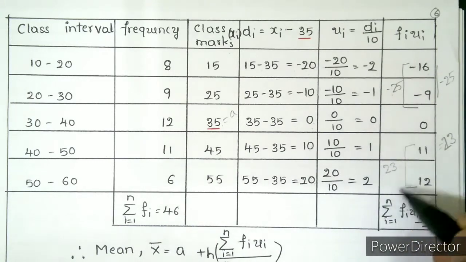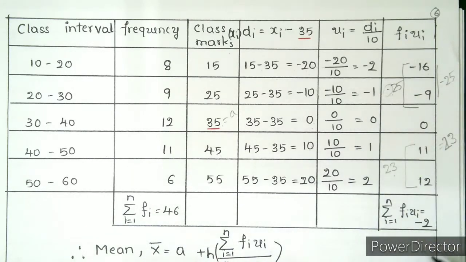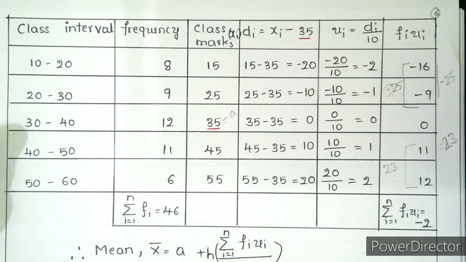So minus 25 plus 23, two are different signs. Subtract, you get 2, and the larger value's sign is minus, so minus 2. The answer is minus 2. Summation i equal to 1 to n f_i u_i equals minus 2. So same signs we add, different signs we subtract.